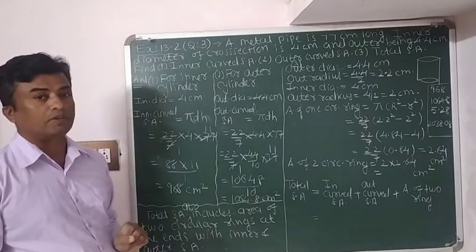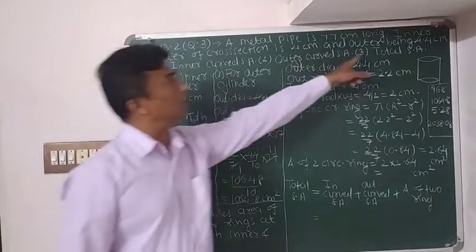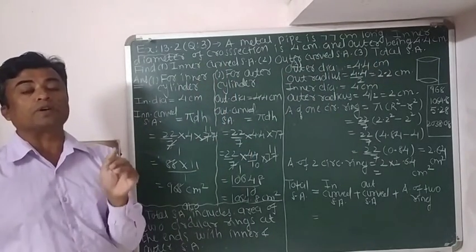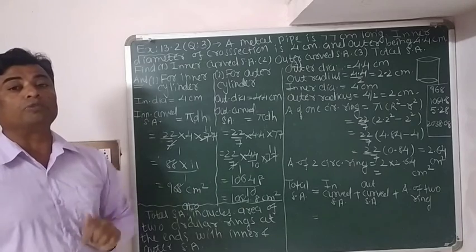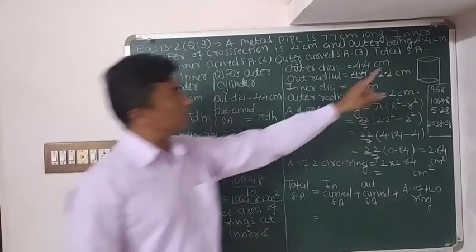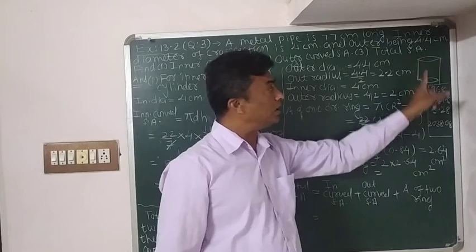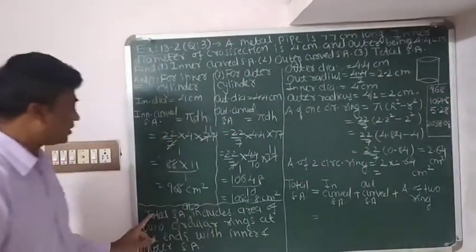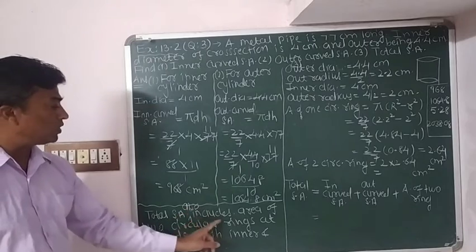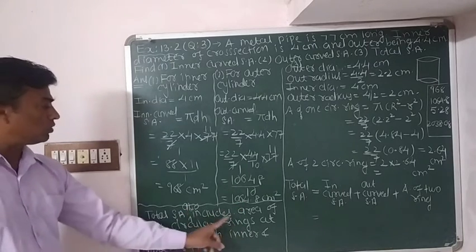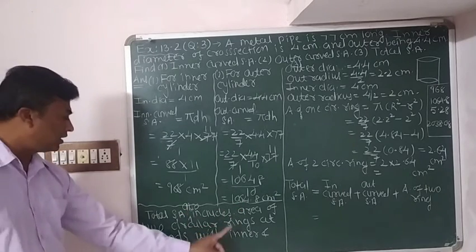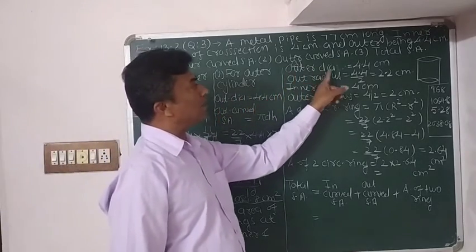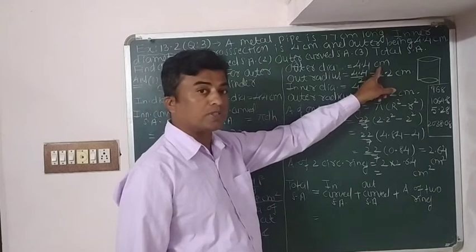So area of outer cylinder is 1064.8 centimeter square. Now we will identify third, total surface area. To identify total surface area, first we will identify area of both circular rings, because one circular ring is available here and second circular ring is available downside. So see children, total surface area also includes area of two circular rings at the ends with inner and outer surface area.